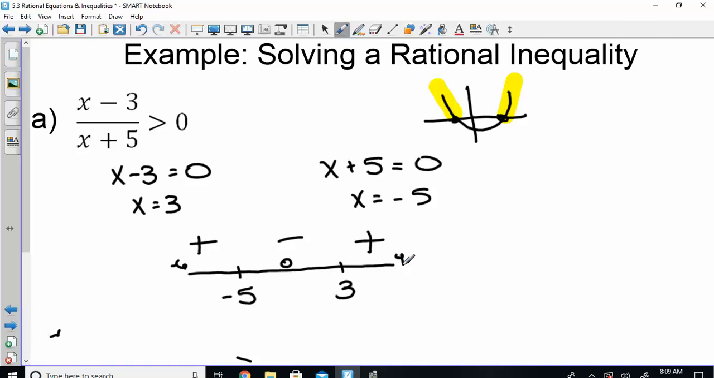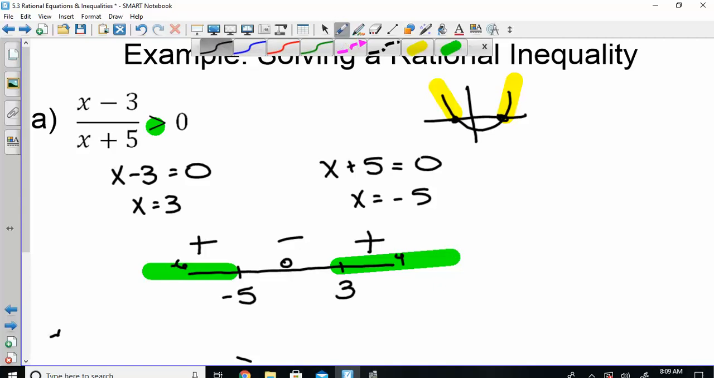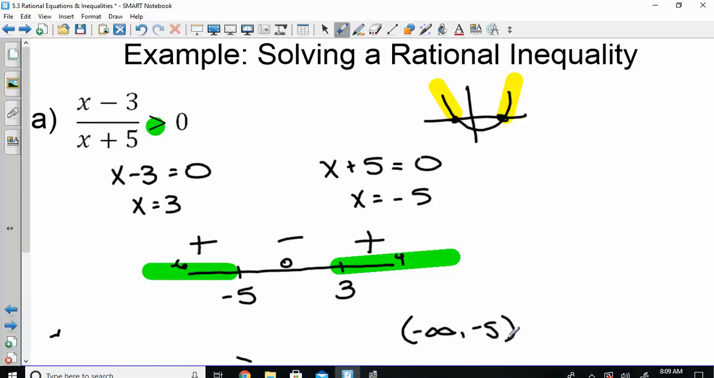Is everybody with me to this point? We said we wanted greater than 0. Greater than 0 means positive. So my graph is positive here and here. So to write the interval for your answer, it didn't have an equal to, so no brackets. So what would I write for that first piece? This section. Negative infinity to negative 5. Union, the next section starts at 3 and goes to infinity.